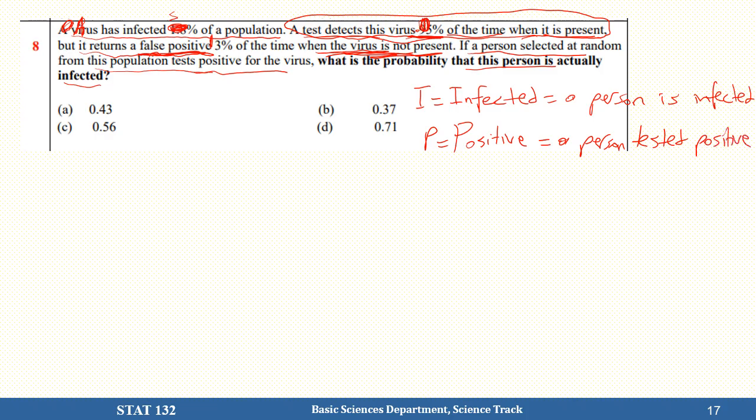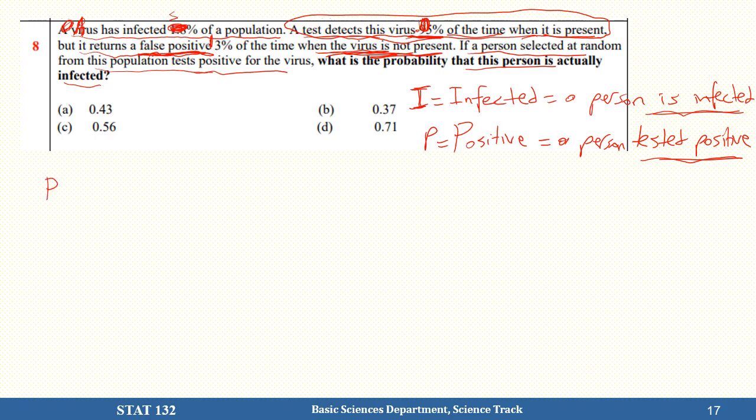There's a difference between testing positive and really infected. There might be a mistake in the test. So even if it's tested positive, sometimes you might not be infected. Now let's keep them in our mind. Let's try to write what is given to us.